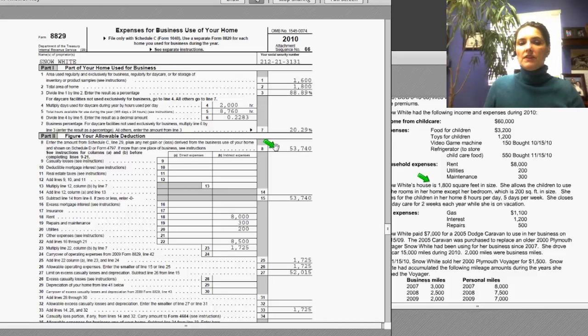Then on line 8, we enter the net profit from Schedule C before we figure office use of home or business use of home. Then on line 18, we enter the rent she had for the year. Rent expense was $8,000, utilities were $300, and other repair expenses were $200. We total up her expenses to $8,500, and now we multiply $8,500 by the business use percentage on line 7. That gives us $1,725.